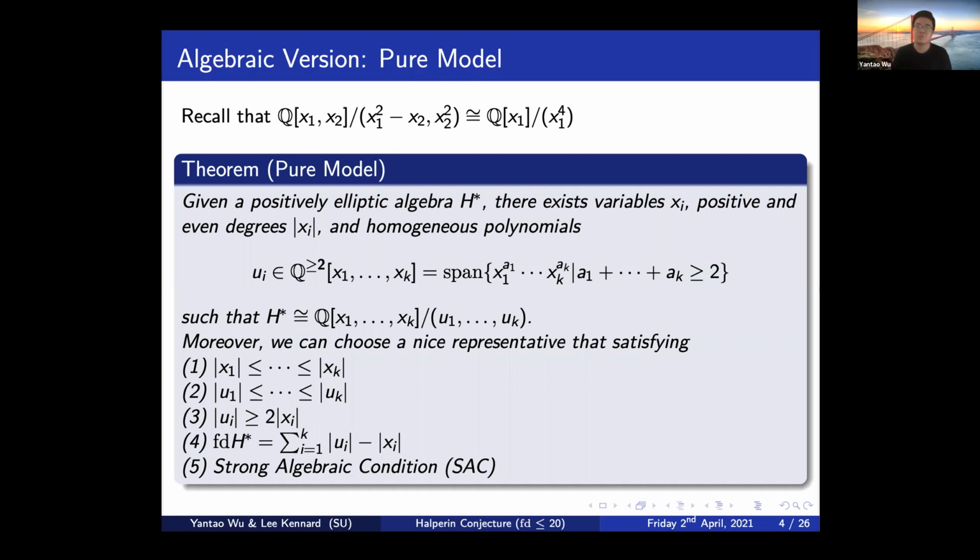This pure model is beautiful because it has many good properties. First, in parts 1 and 2, we can assume the degrees of generators and the degrees of relations are in ascending order. Third, they give a lower bound on the degrees of relations. Property 4 says that the formal dimension is well defined: in a new presentation, the formal dimension is the same. And property 5 is a strong algebraic condition. It is a very complicated tool, and I will not give a very detailed description, but intuitively it says that the degrees of generators as a whole give some restrictions on the degrees of relations.